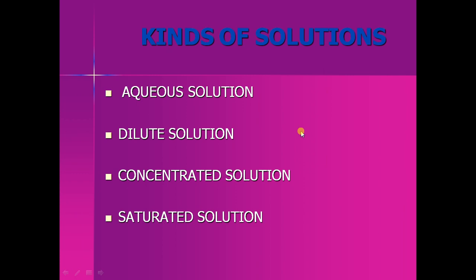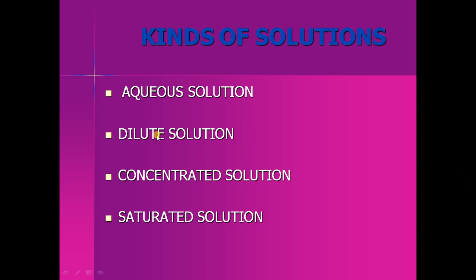Kinds of solution. Aqueous solution. An aqueous solution is a mixture of water and any substance that is soluble in it. For example, a solution of water and common salt or sugar. So in an aqueous solution, the solvent will always be water.